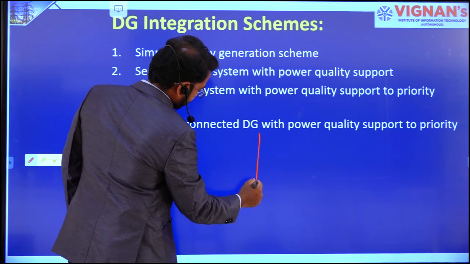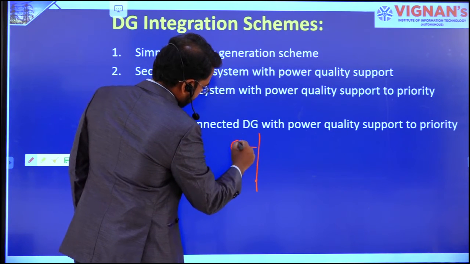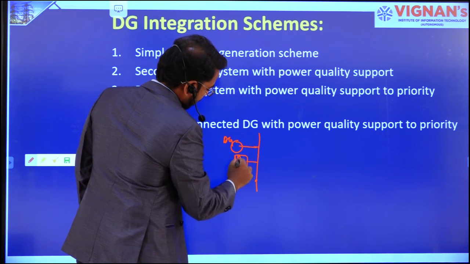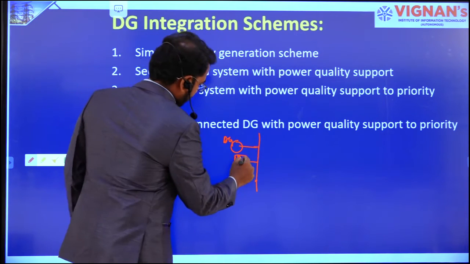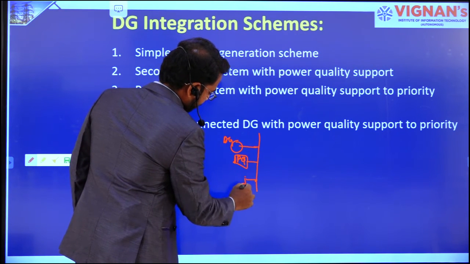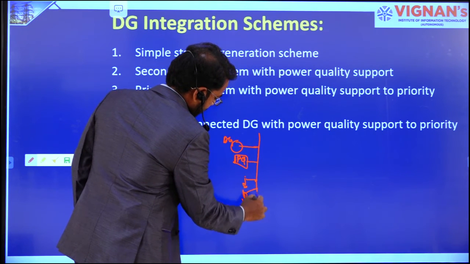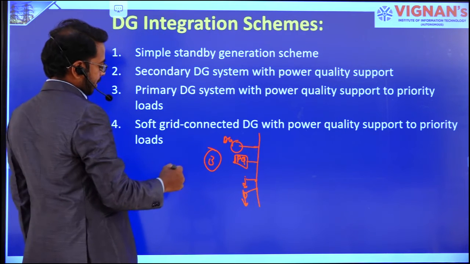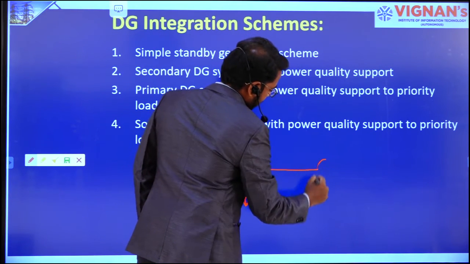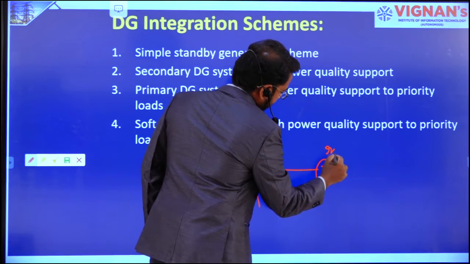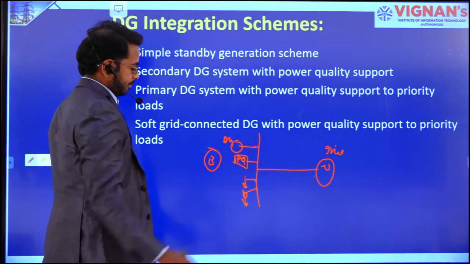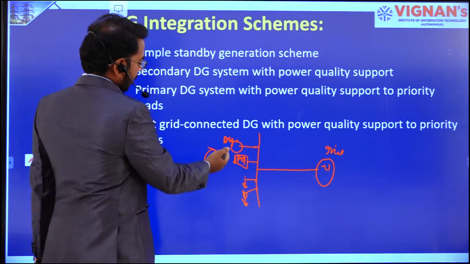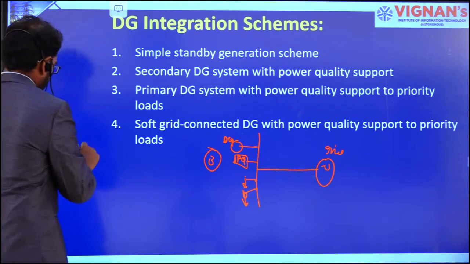Suppose this is the DG and power quality support, PQ support, and we have some priority loads, some different loads. This comes in the third part. If you add the grid, this is the fourth part. Here we can have multiple DGs, primary DG and secondary DG. So this is the fourth.